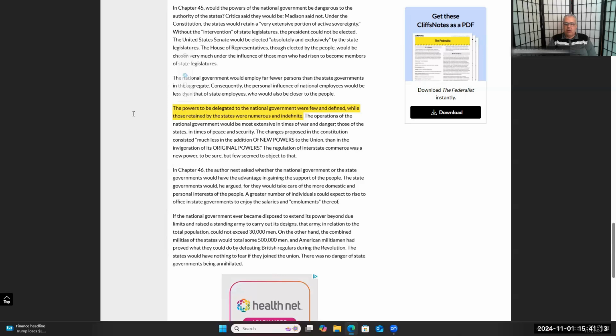Again, you've got to know. Let me say it again. The operations of the national government would be most extensive in times of war and danger. Do you see what I'm saying? And who's the head of the national government? Who's the head of our government? The executive. Sometimes executive privilege in times of war and danger take precedence over the laws and procedures when things are not as dangerous or as contentious. Does that make sense?